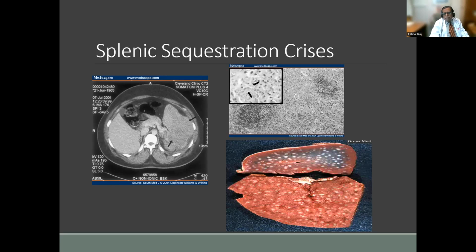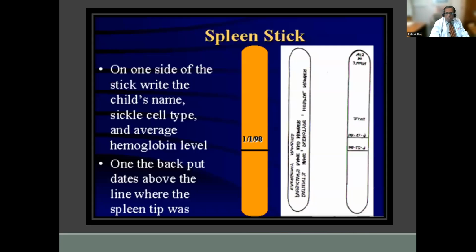So how do we prevent sequestration crisis, or how do we educate families about this? There is a method we use, something called a spleen stick. A spleen stick is not a fancy instrument. It's just a tongue blade. We place the upper end of the tongue blade at the level of the nipple in the mid-clavicular line, and we put a marking on the tongue blade corresponding to the edge of the spleen.